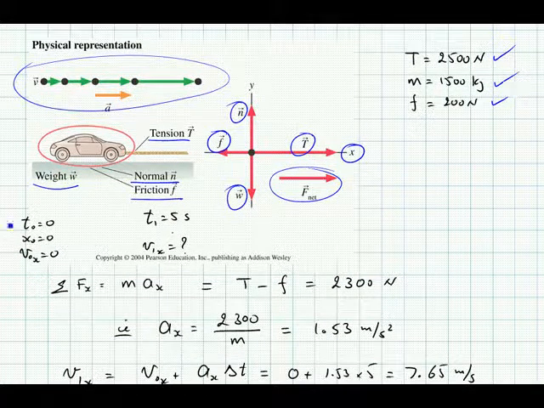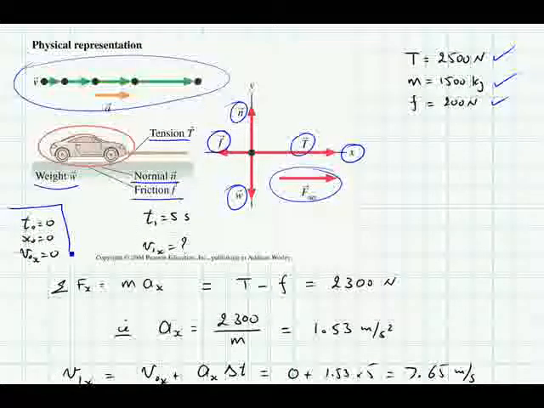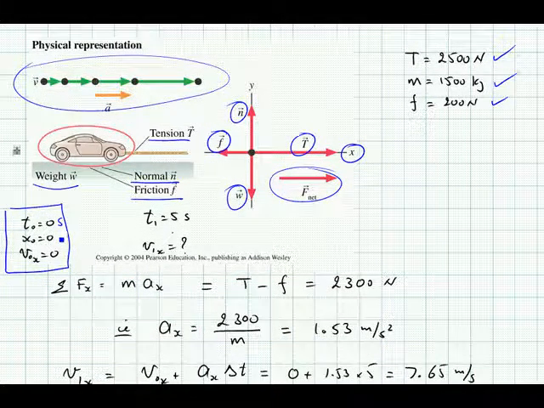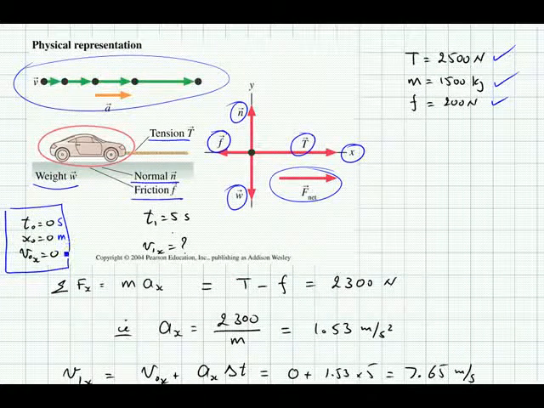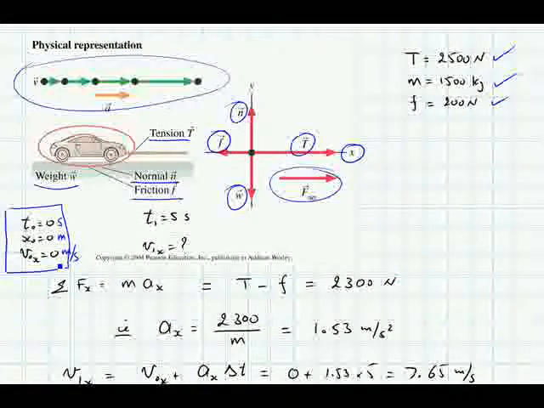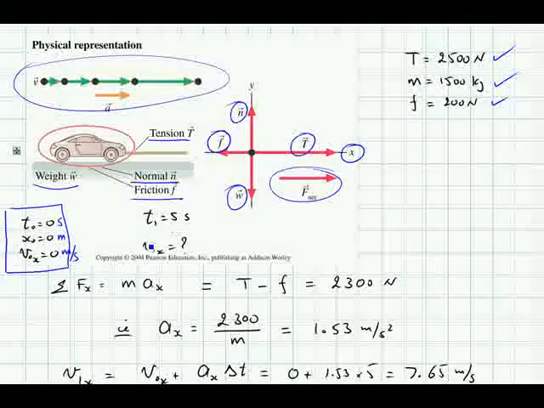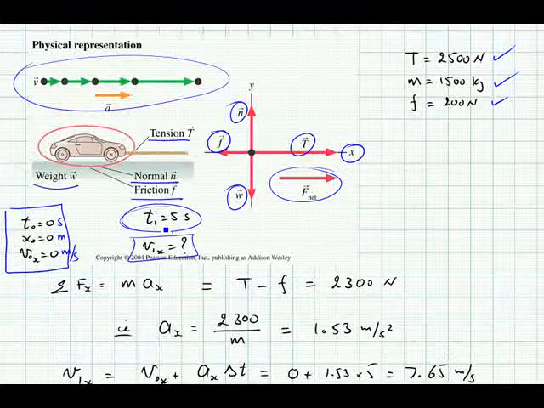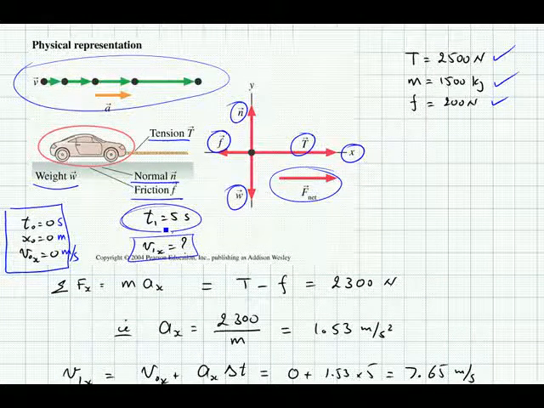So we also know that at time t equals 0 seconds, we are at x equals 0 meters and our velocity is 0 meters per second, i.e. the car starts from rest. So having been given this information, what is the velocity at t equals 5 seconds?